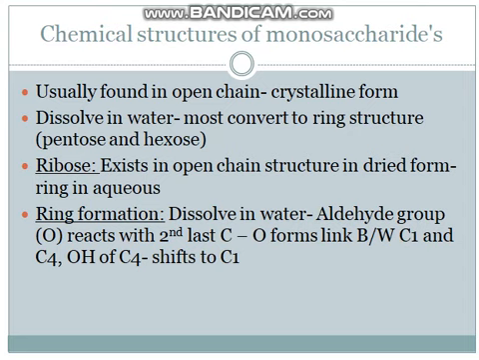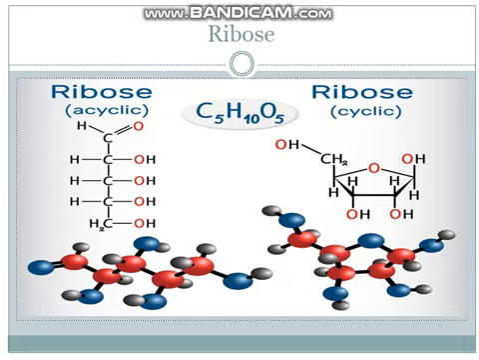Ribose exists in an open chain structure in dried form and in a ring structure in aqueous form. When it dissolves in water, the aldehyde group's oxygen reacts with the second last carbon and forms a link between carbon 1 and carbon 4. The hydroxyl group of the fourth carbon shifts to the first carbon. I'll show you a diagram.